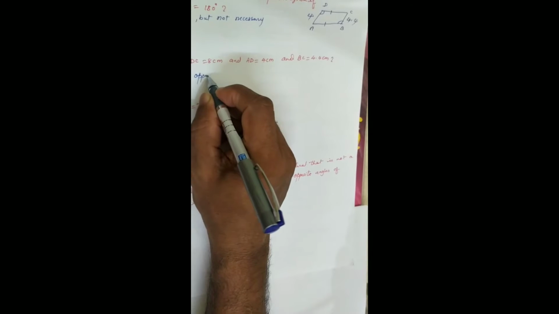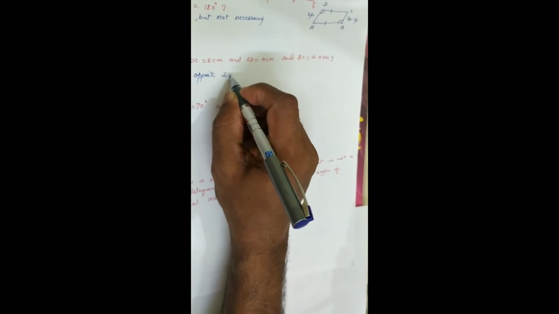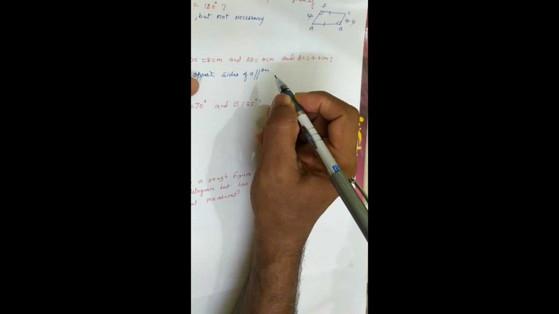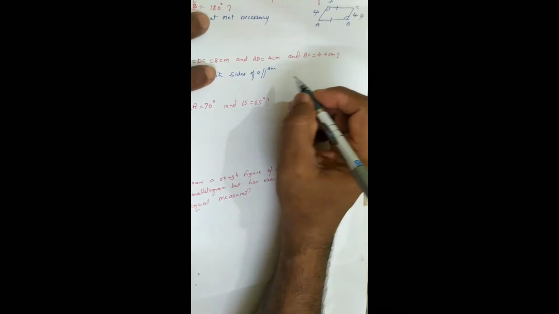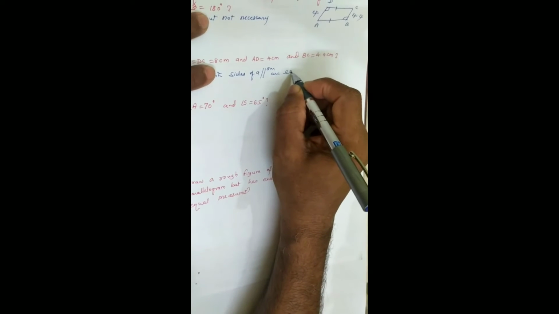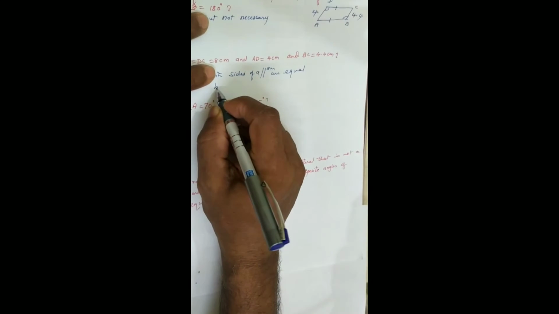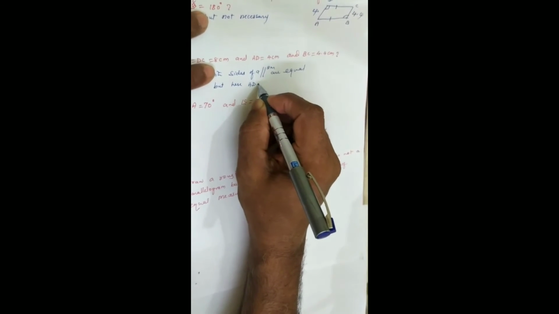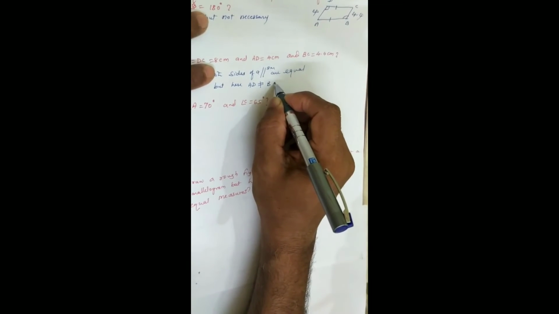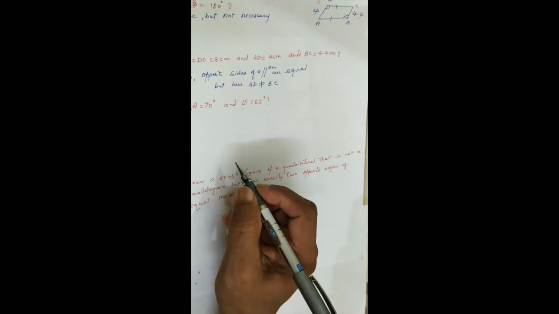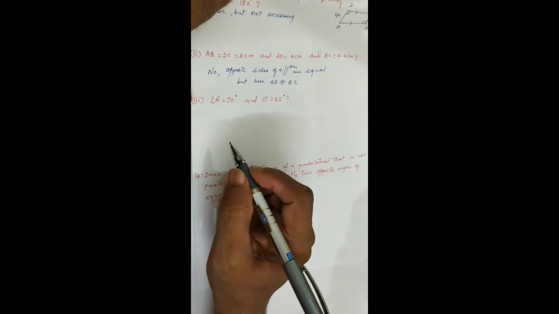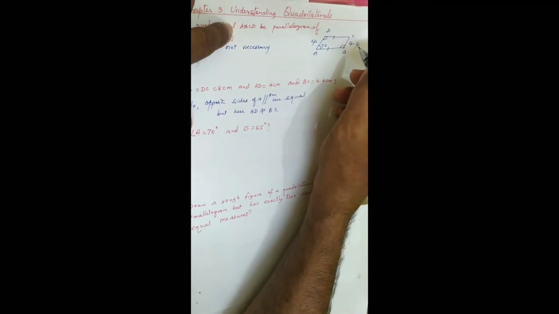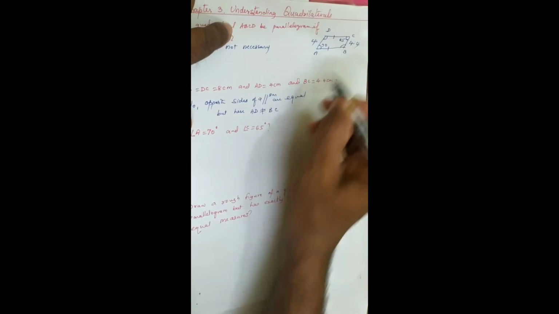Opposite sides of a parallelogram. This is a symbol for parallelogram. Opposite sides of a parallelogram are equal, but here AD is not equal to BC. That's the reason. The next one, angle A, this is 70 and this is 65.